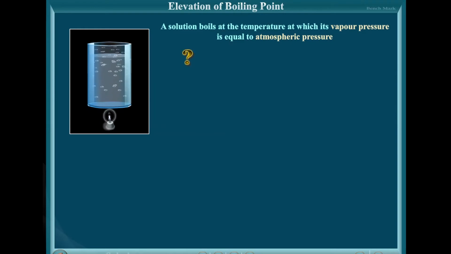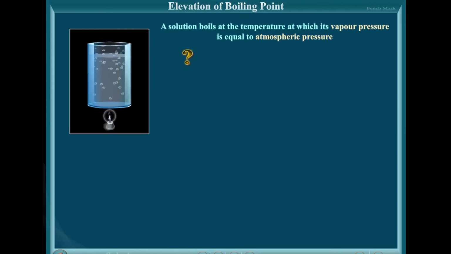When does a solution or solvent boil? A solution boils at the temperature at which its vapor pressure is equal to atmospheric pressure. When you are supplying heat, the solvent gets changed into vapor and the vapor pressure increases. Slowly the vapor pressure increases and the temperature at which the vapor pressure becomes equal to the atmospheric pressure is called the boiling point of a liquid.